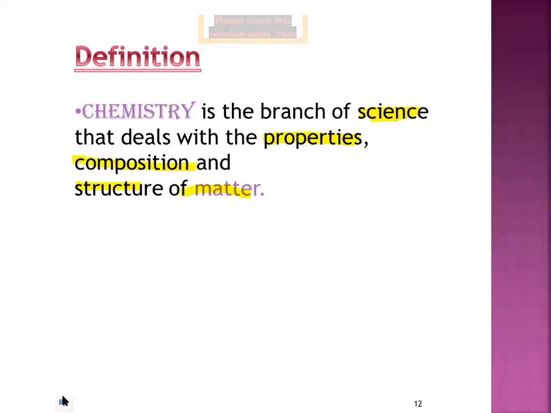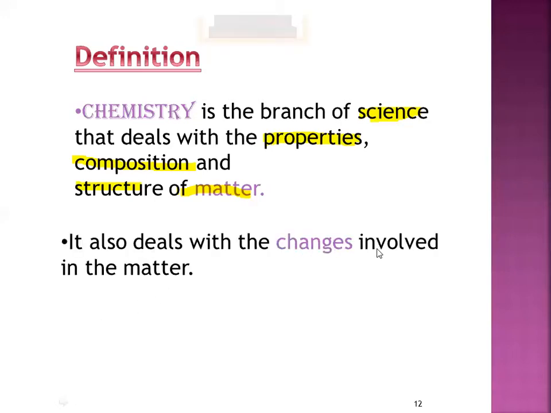But students, chemistry also deals with the changes involved in the matter. Let's take an example here of water. At room temperature, water is liquid. When you put that water in the fridge or in the freezer, it will become ice. Then when you take it out from the freezer, it will become a liquid. And then when you put it on the stove and boil it, it will convert into steam. So in the fridge, it was a solid. At room temperature, water is a liquid, and after boiling, it will become steam, that is gas.